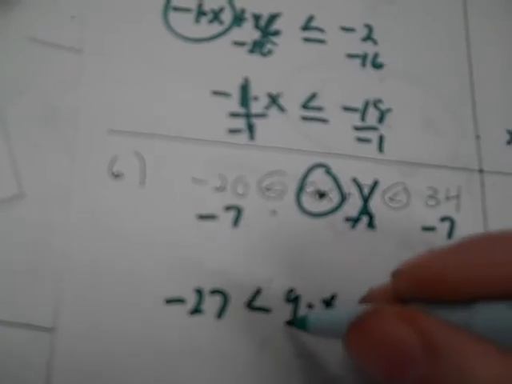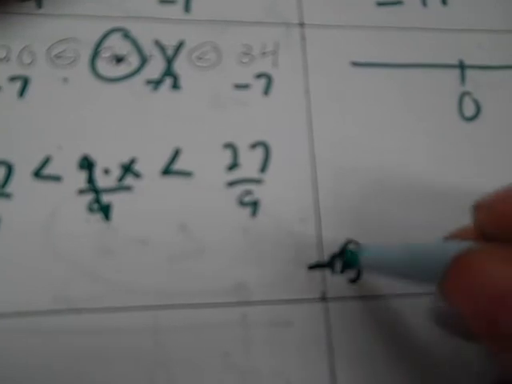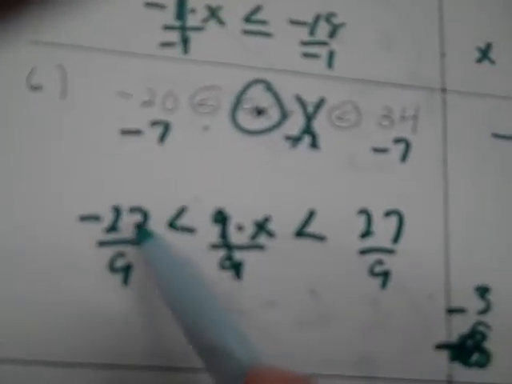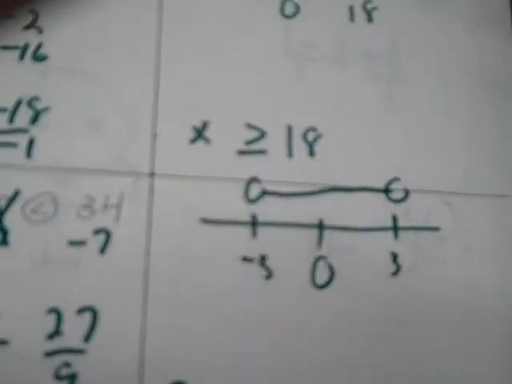Okay, and then it's time to divide. I divide by 9. So everything's divided by 9. That's -3. That's a -3. Sorry, you can't read it. And then I've got x, and then 27 divided by 9 is 3. So my two numbers are -3 and +3. Okay, I don't have the lines, so I'm not going to fill them in. All I do is connect them.